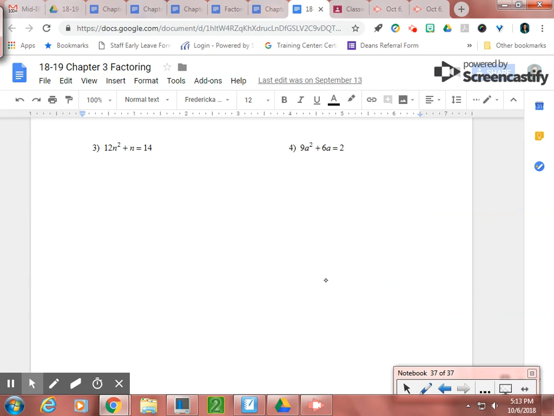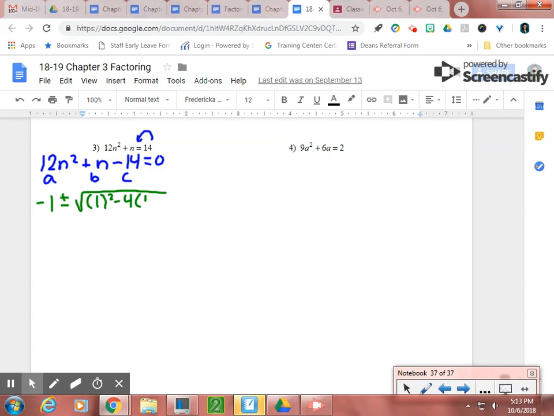These next two are not going to work out perfectly, and you would not have been able to factor for these. First step is to move everything to one side. Label a, b, and c. Put into my equation: the opposite of b, right now I have 1, so negative 1, plus or minus the square root of 1 squared minus 4 times 12 times negative 14, all over 2 times 12. So I have negative 1 plus or minus the square root of 673, and then my denominator is going to be 24.